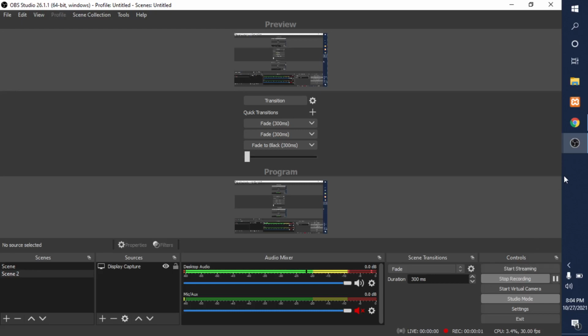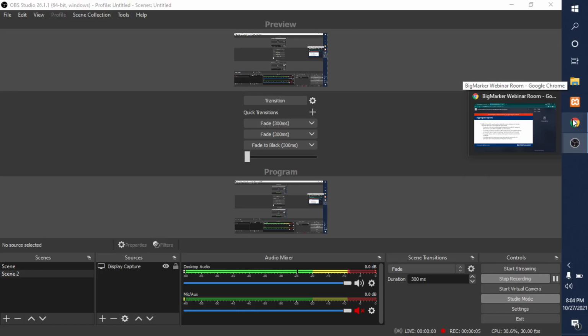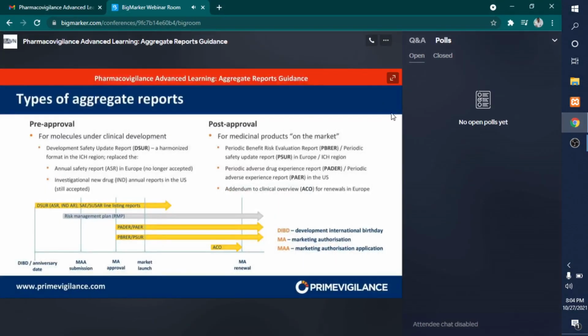Aggregate safety reports are submitted for molecules under clinical development. Development safety update reports, so-called DSURs, are the common standard for periodic reporting on drugs under development among ICH regions. Please note that this also includes marketed drugs that are under further study, that is, medicinal products that have already been granted a marketing authorization.